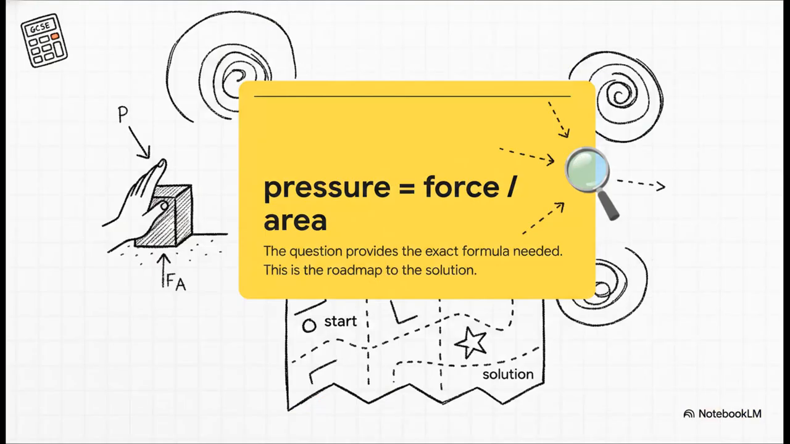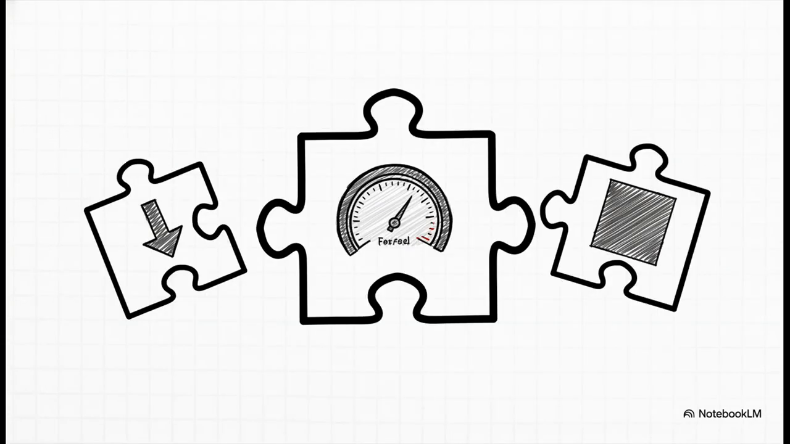And would you look at that? The question gives us a massive head start. It hands us the exact formula we need on a plate. Pressure equals force divided by area. That's basically our roadmap for this whole problem. So if we just follow that roadmap, it's pretty clear, right? We need 2 things, the force and the area.